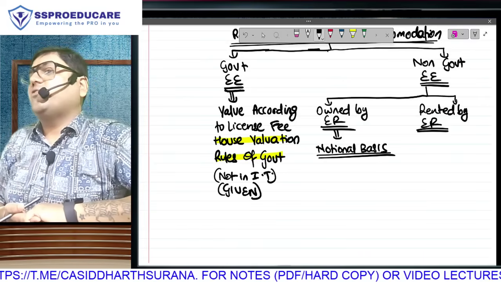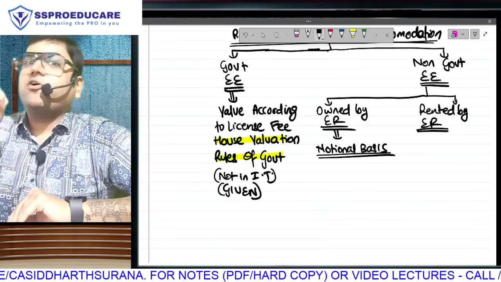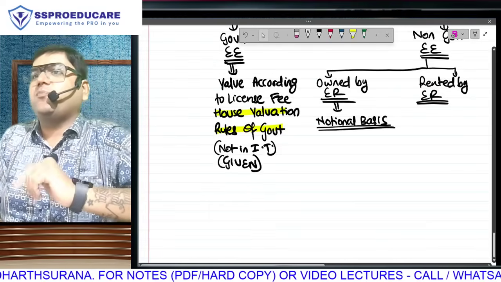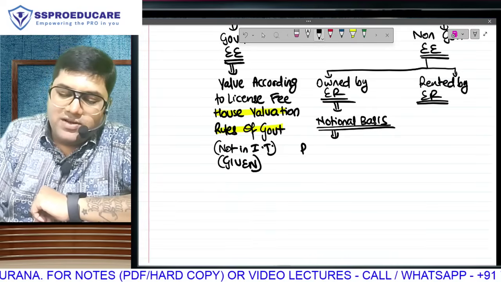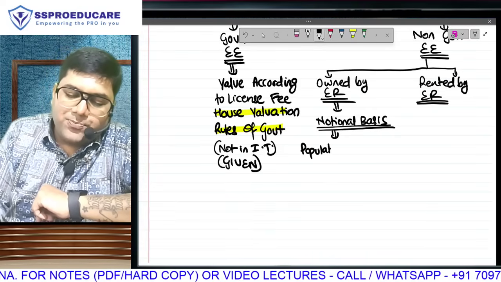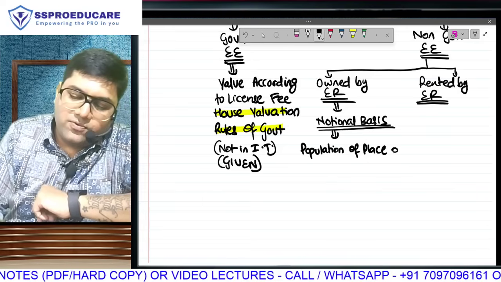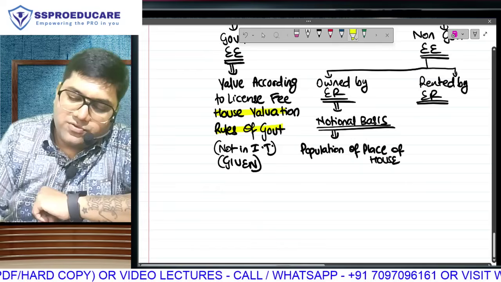And this is not required for rented houses. Be clear about that. Why don't we require notional basis for rented houses? Because the rent can become the perquisite. But in purchased houses, the purchase price cannot become the perquisite. So what do we do? Purchased houses are valued on a notional basis. You will have to go and check the population of the place of the house.